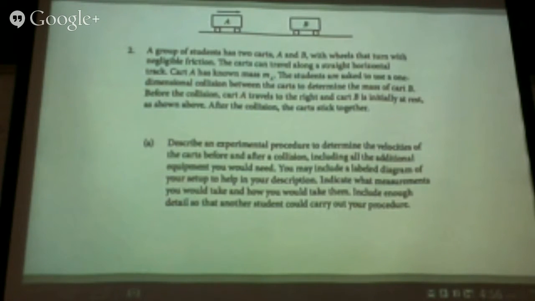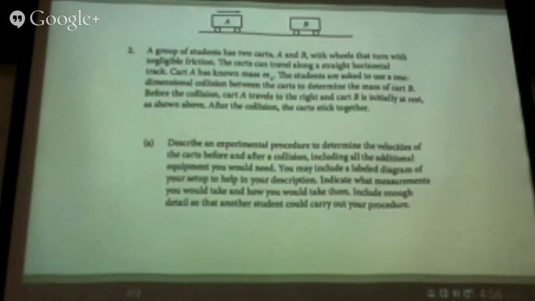So your procedure needs to describe how you're going to figure out the velocity of A before the collision and the velocity of the two of them after the collision. They don't put restrictions on what equipment you can use, so whatever you want is fine. I would probably just put a motion detector in here. Set up a motion detector next to A and another one next to where they're going to collide, and make a measurement of velocity for A before the collision and a measurement of velocity for the two after the collision.